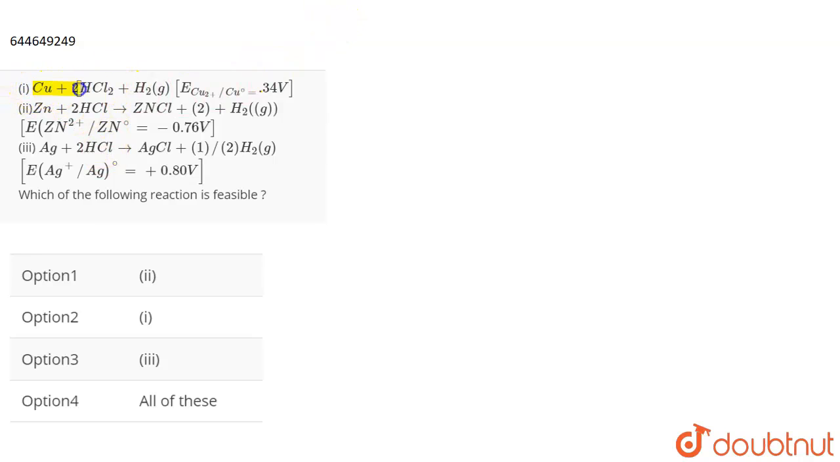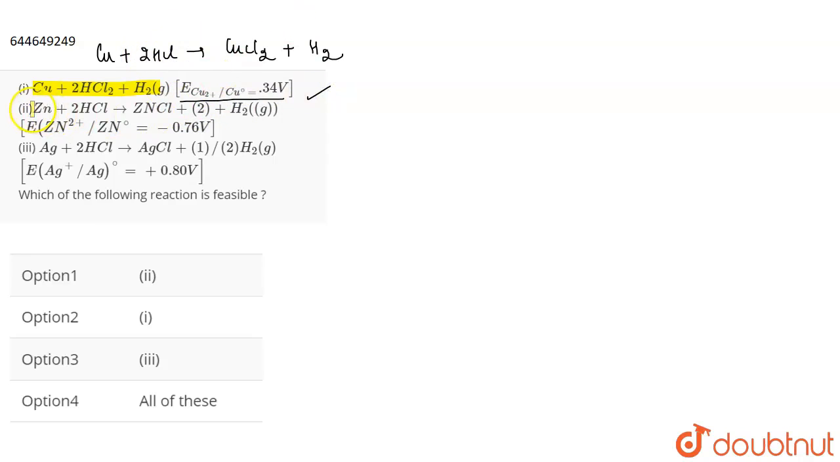The question is, you're given three reactions. The first reaction is Cu plus HCl, which gives CuCl2 plus H2. So this is the reaction that is given to you, and this will be 2HCl. For this reaction, the E0 reduction value for Cu is given to you as 0.34 volts.